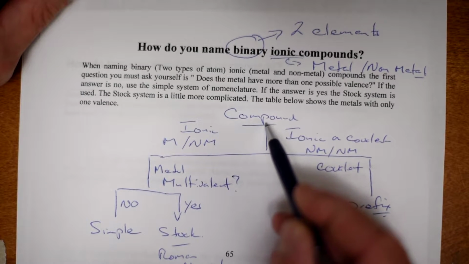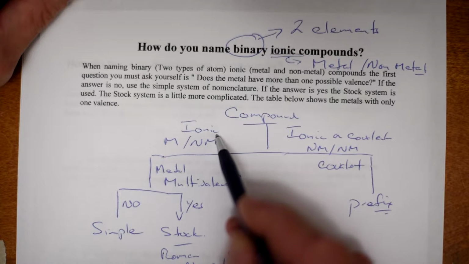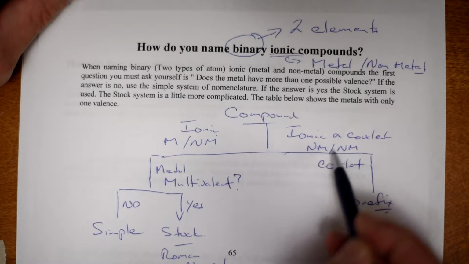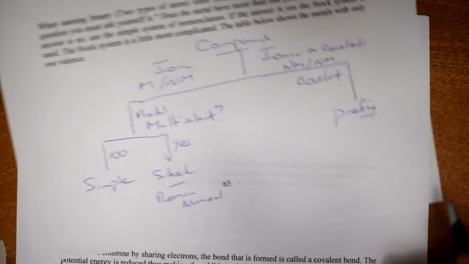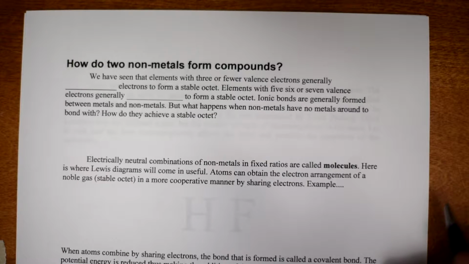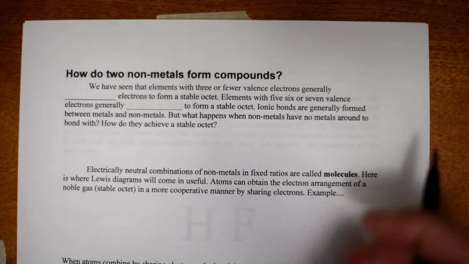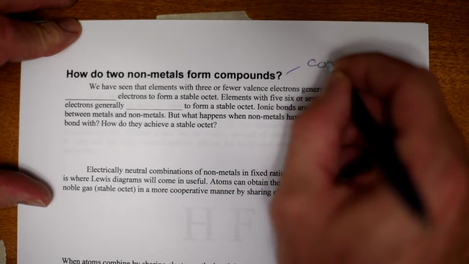And when we start with the compounds, we ask, is the compound ionic or covalent? It's ionic if it's metal and nonmetal. It's covalent if it's nonmetal. All right? And we've done this side of the decision tree. We haven't done the other side. Well, how do two nonmetals form compounds? You've probably learned in grade 9 and grade 10 that this is where we find the covalent bond.